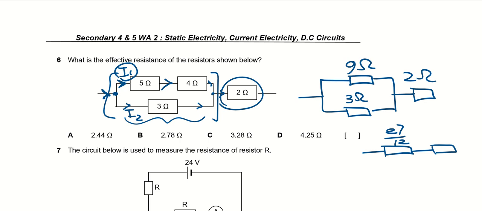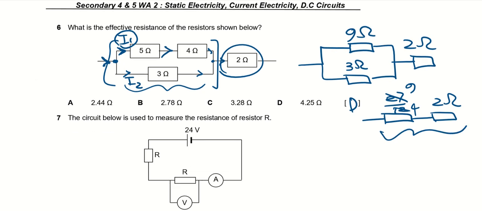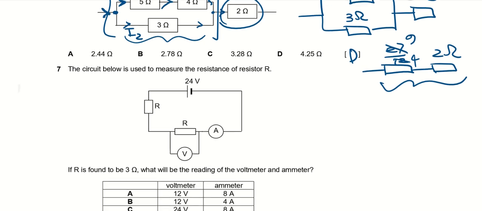Okay, and 2 ohm. So 27 over 12 is 9 over 4. Okay, so the answer will be D, because after that we can actually add them up. Okay, so please bring your calculator for the WA.